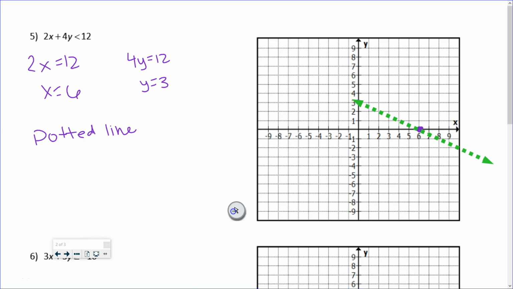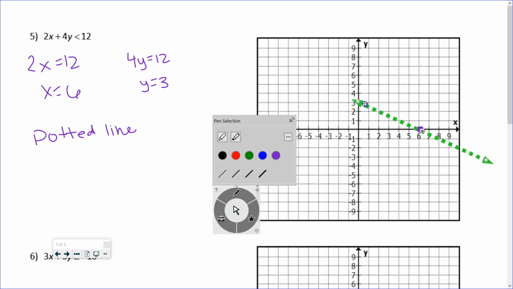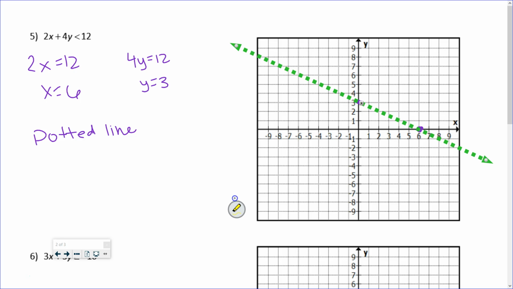And you're going to shade below because it's not equal. Well, that's not, I'm not going to shade below because it's not equal to. I'm shading below because it is less than. The less than, my y's have to be less than here. So see how these y's are getting smaller? That's why we're going to shade down here. Because it says less than. All of my y values have to be less than this line.